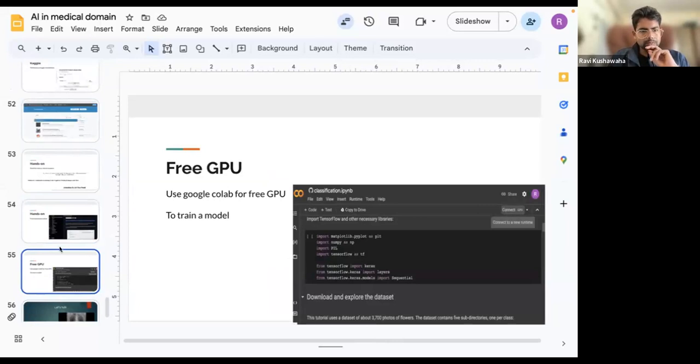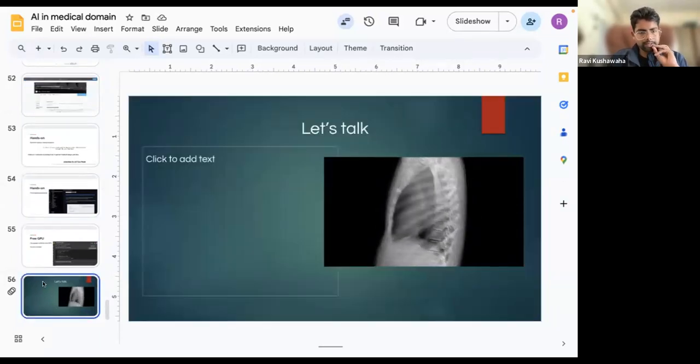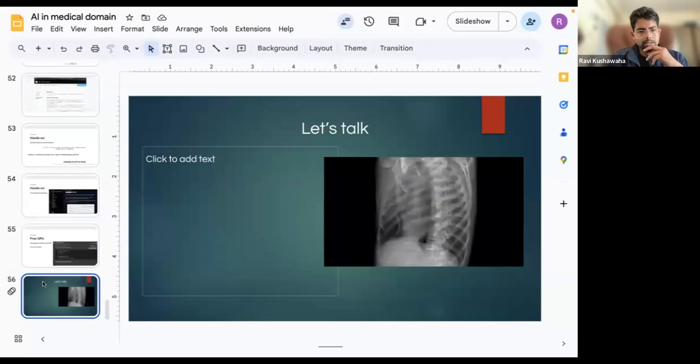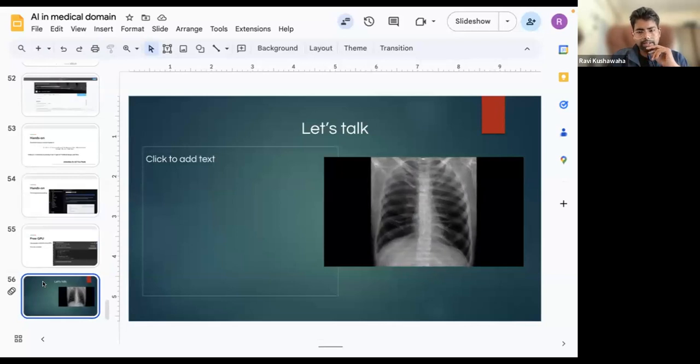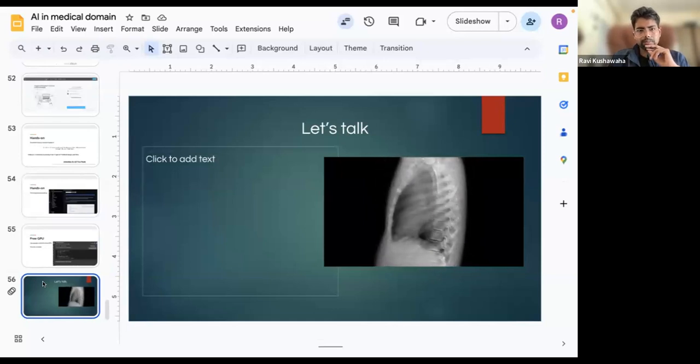So we reached the end of the presentation, and we discussed all the modalities required in medical imaging and how to start. If you have any question, then please let me know.